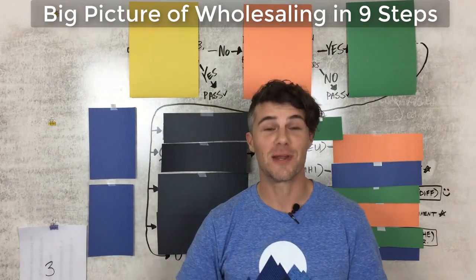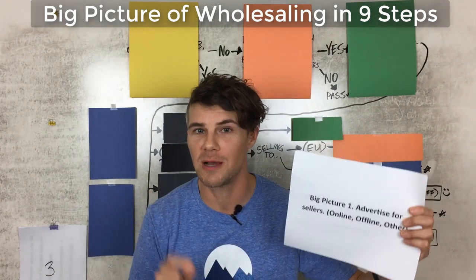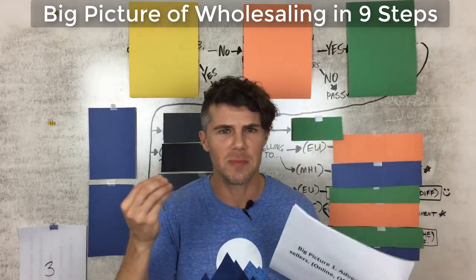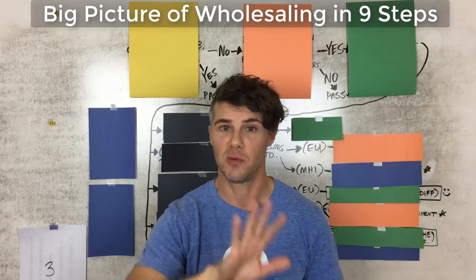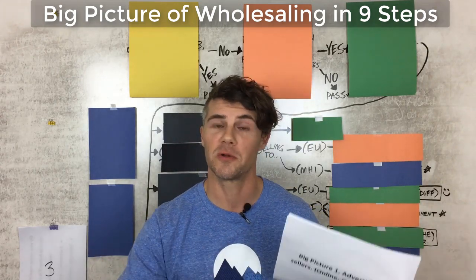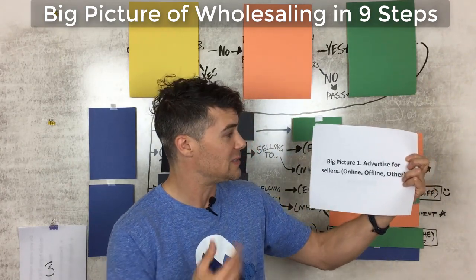Yeah, okay. Let's talk about bird's eye view, or big picture. Now, number one when it comes to wholesaling is to advertise for sellers. This might be very basic if you already know somewhat how to wholesale and the general process. I will try to go over this briefly. But bird's eye view is to advertise.